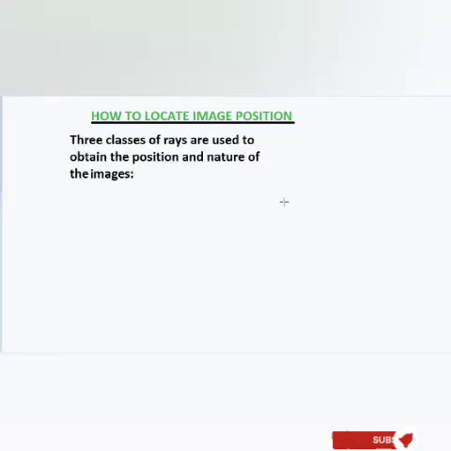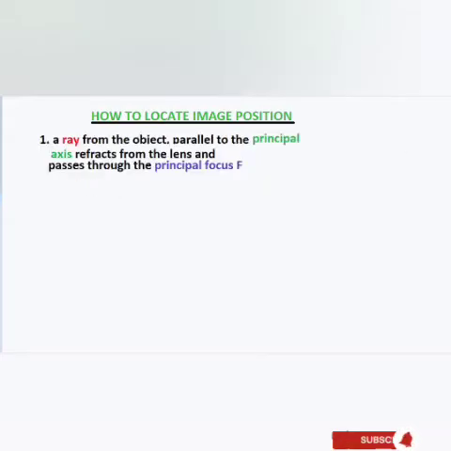Now, let us consider how to locate images on lenses. There are three classes of rays that can be used to obtain the position and nature of the images formed by lenses. They are: 1. A ray from the object parallel to the principal axis will refract from the lens and pass through the principal focus F. Let's take a look at that.